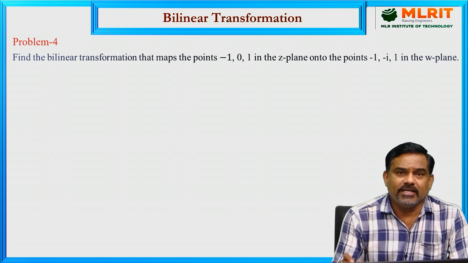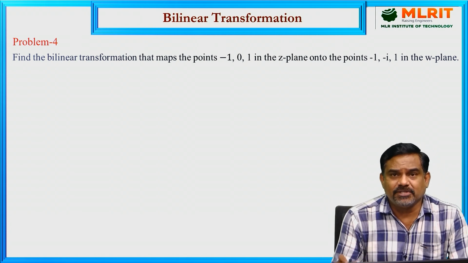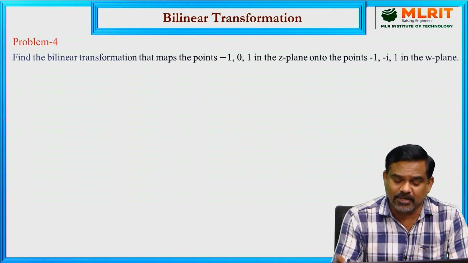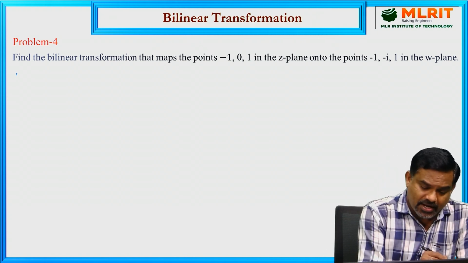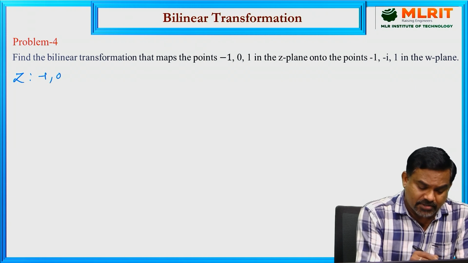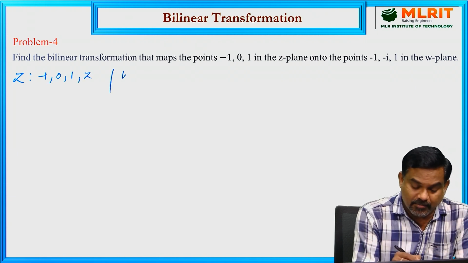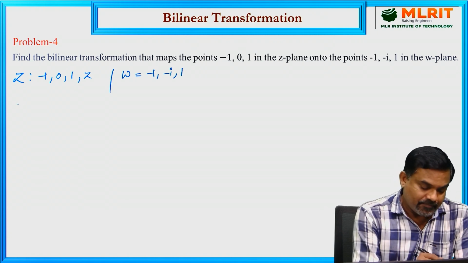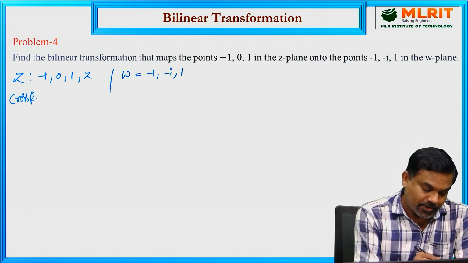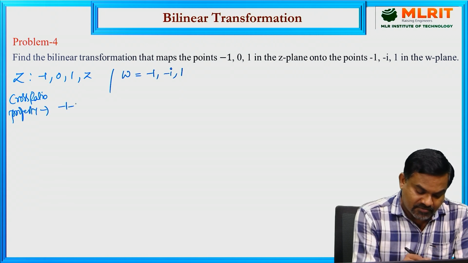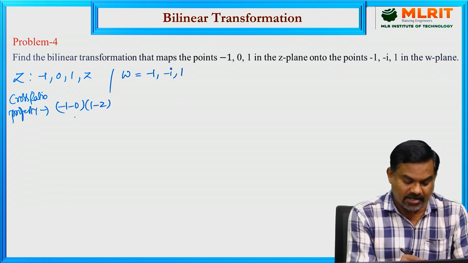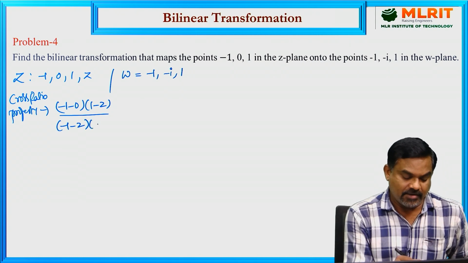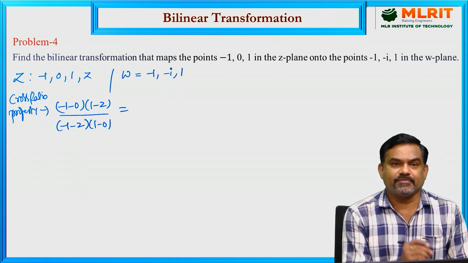Similarly, find the bilinear transformation that maps the points minus 1, 0, 1 in the Z plane onto the points minus 1, minus I, 1 in the W plane. So again, the Z values are minus 1, 0, 1, Z, and the W values are minus 1, minus I, 1, W. Now, using the cross ratio property, minus 1 minus 0, 1 minus Z by minus 1 minus Z and 1 minus 0. This is for the Z values.